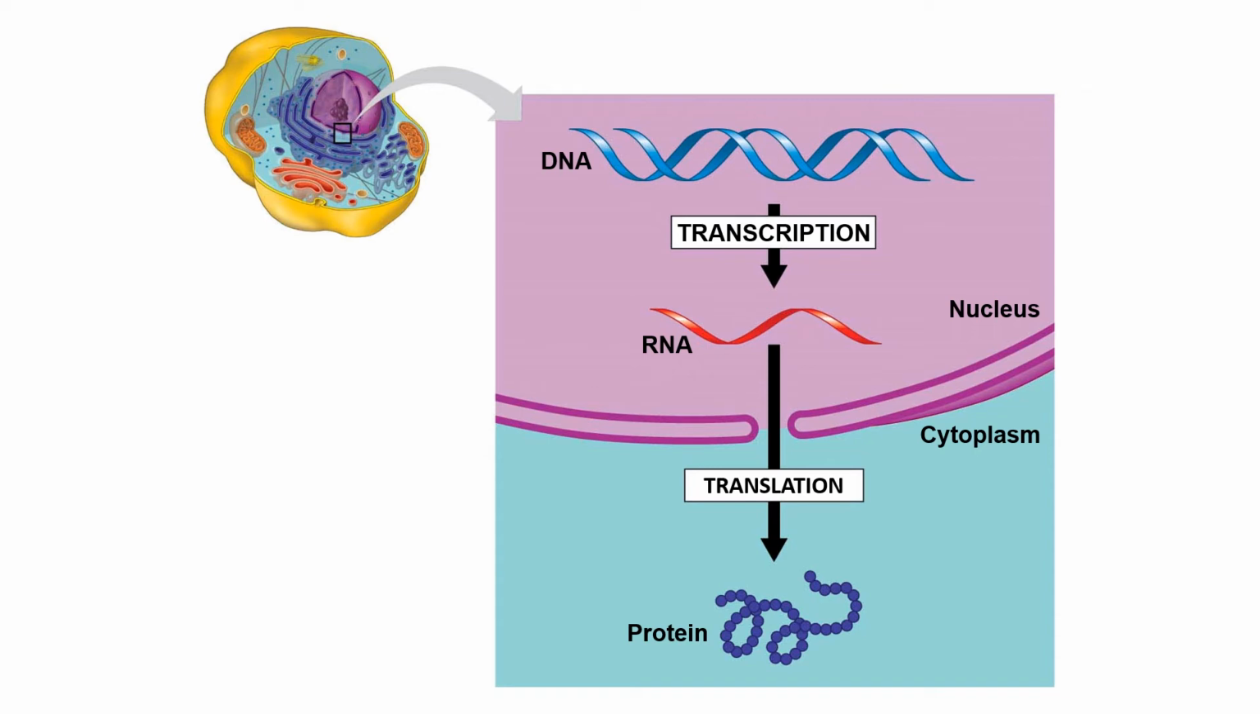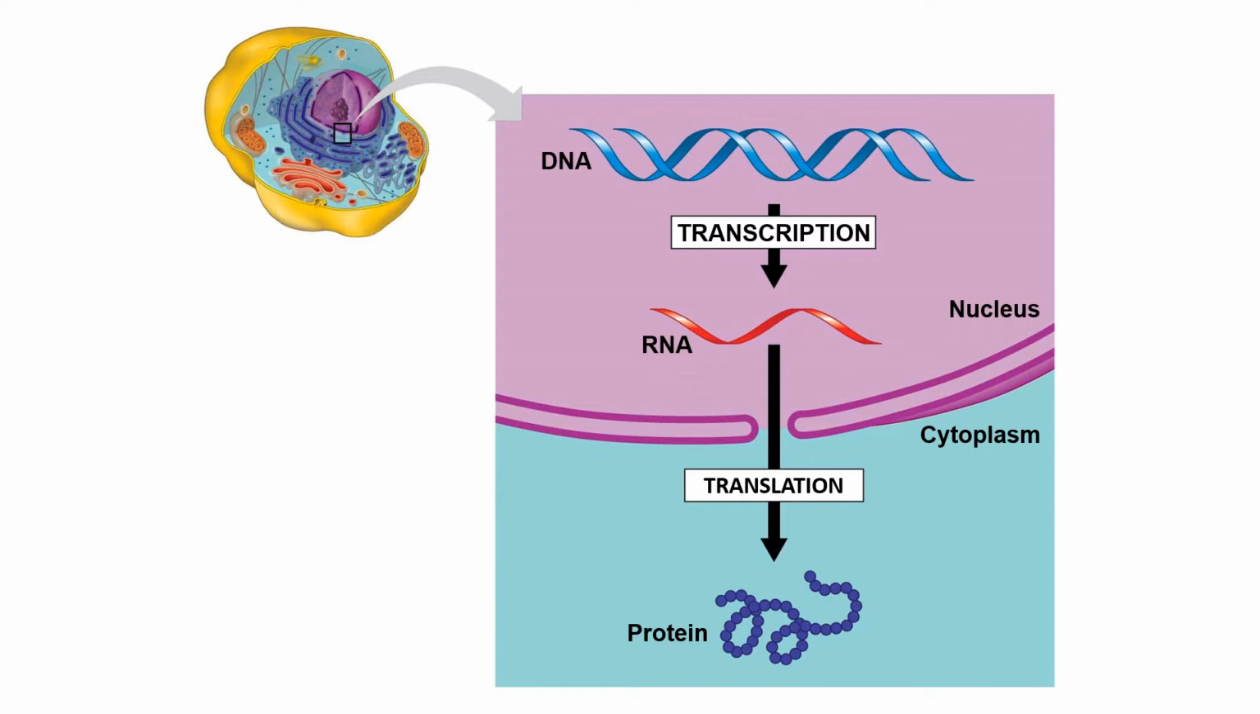Now, to make a protein, we go through a process, two processes actually, transcription and translation. Transcription happens inside of the nucleus and translation happens in the cytoplasm. Transcription is the process of taking your DNA and making a messenger RNA out of it. After you build that messenger RNA, the messenger RNA leaves the nucleus and it will go through a process known as translation to make a protein.